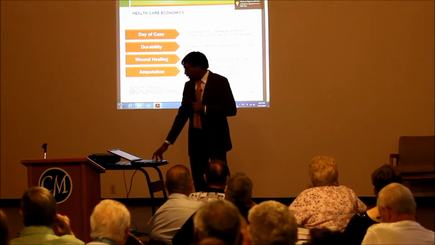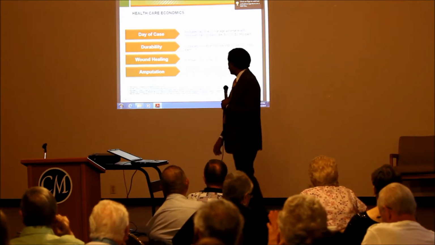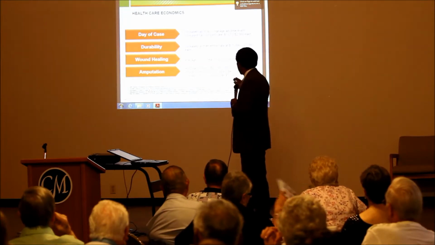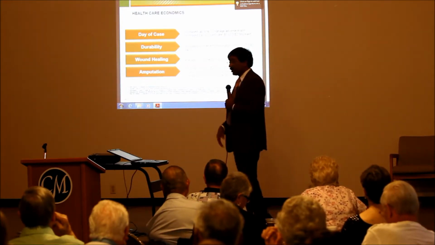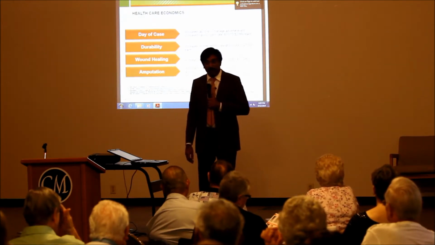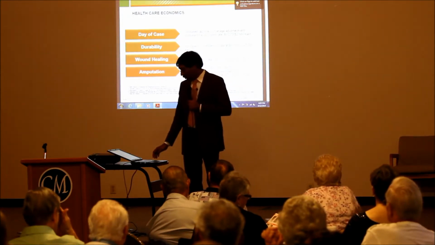So this is the cost analysis of peripheral artery disease. Amputation costs, annual cost for the nursing home, all these things can cost up to $75,000 to $100,000 per person per year. Very expensive.